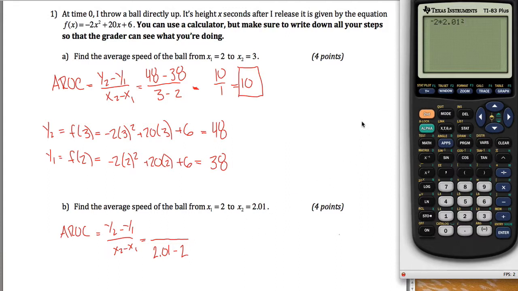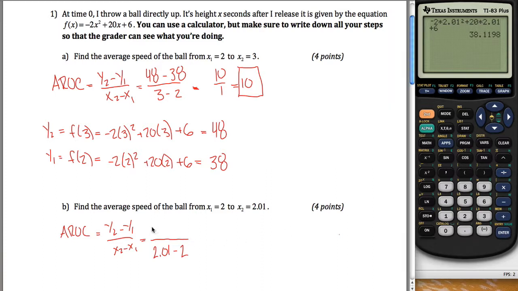So what was I doing? I want to figure out y2, which is just changing all the x's here into 2.01. So negative 2 times 2.01 squared plus 20 times 2.01 plus 6. And I get this number, 38.1198.